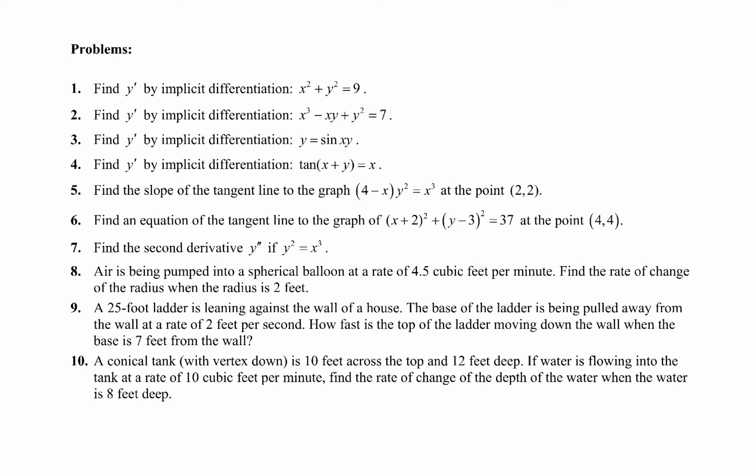Let's go to start. Number 1, find the derivative of y with respect to x in the equation x squared plus y squared equals 9. This equation is the equation of a circle. The circle has radius 3, and we need to find the slope at any point.